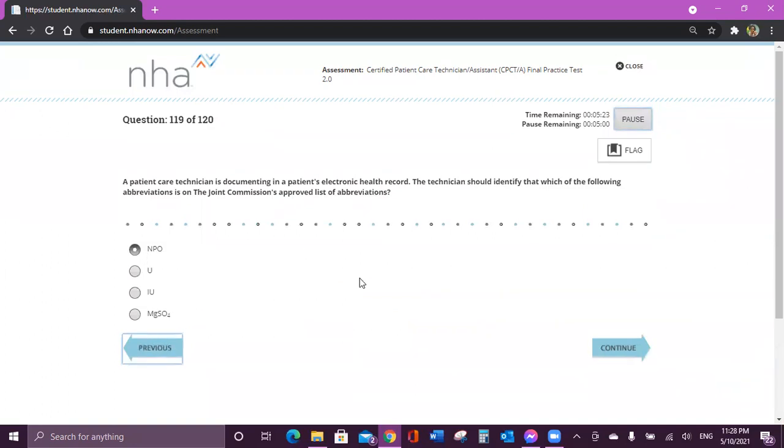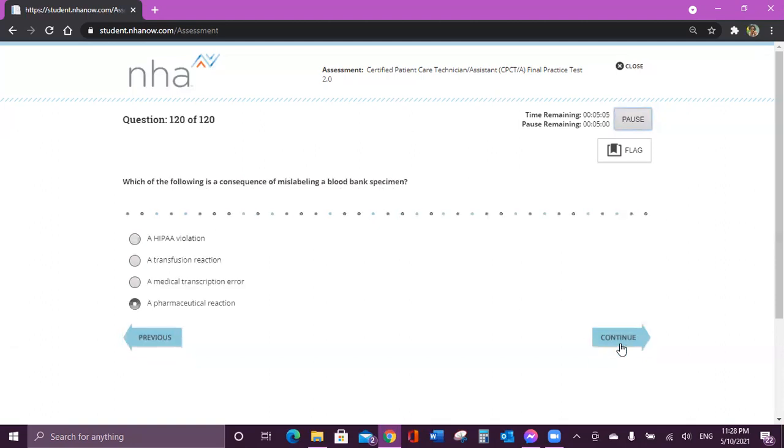Hold on. A patient care technician is documenting in a patient electronic health record. The technician should identify which of the following abbreviations is the Joint Commission appropriate abbreviation. Oh, ¿tú crees que esa? Okay, fine. Yo creo que esa, no sé. Vamos a ver. Porque ese es nothing by mouth.